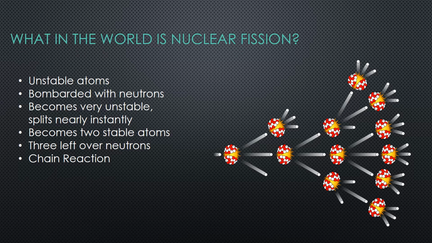So, starting out, nuclear fission starts with an unstable atom, which in this case will be uranium 235. It's relatively unstable compared to other atoms. The first thing they're going to do is bombard it with either one or a bunch of different neutrons. That neutron is going to impact that uranium 235 atom, essentially adding another neutron to the atom itself. This makes it very unstable. It pretty much splits nearly instantaneously, and when it does that, it becomes two stable atoms, or relatively stable atoms at least.